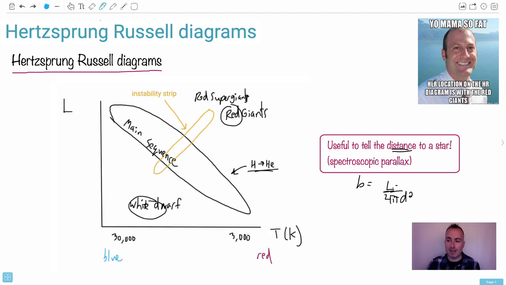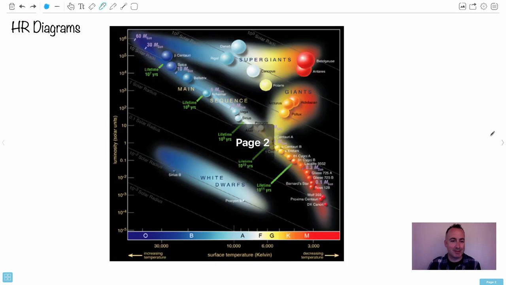That's why her location is within the red giants, because red giants are very luminous. They're also big. So let's do the next one here. This is obviously a more detailed version of the HR diagram, the Hertzsprung-Russell. You can see luminosity and temperature. You can see a lot more detail. This is the sun right here. So I just want to show you this. This is actually pretty important. You can tell a couple of other really cool things about it.